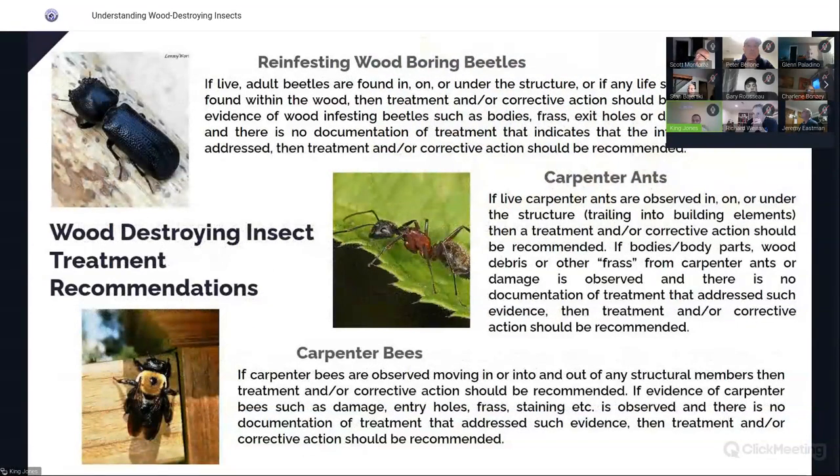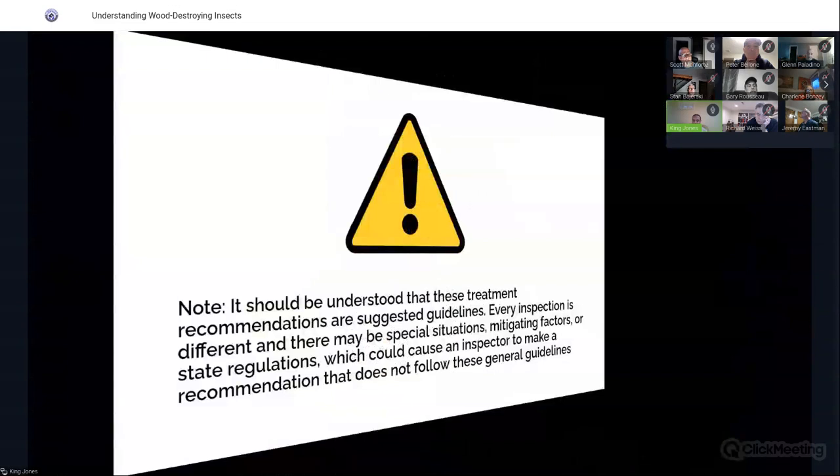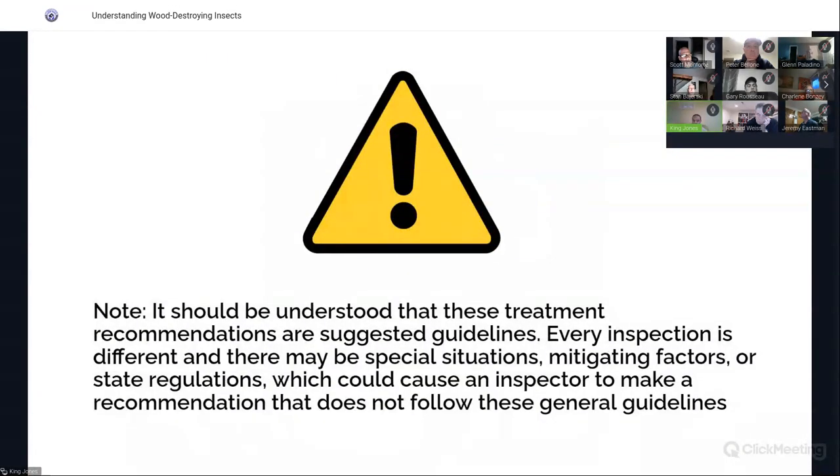So, like I said, carpenter ants, carpenter bees, woodborne beetles. You're going to be making a recommendation based upon those. Every inspection is different. There are definitely special situations, and you want to stick to the guidelines of the NPMA 33 form.